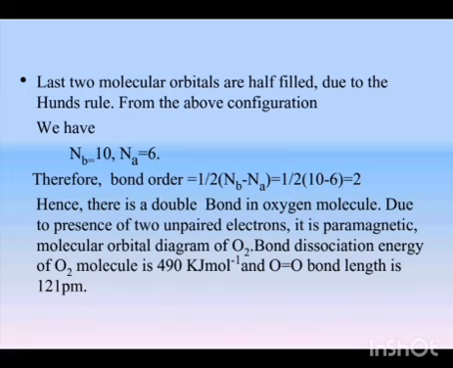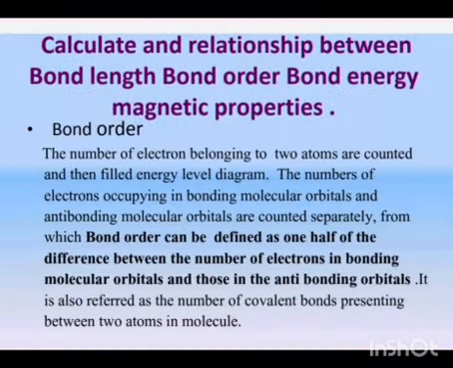Bond dissociation energy of the O2 molecule is 490 kilojoules per mole and the bond length of the O double bond O is 121 pm. Next, I will move to the next concept: the relationship between bond length, bond order, bond energy, and magnetic properties.